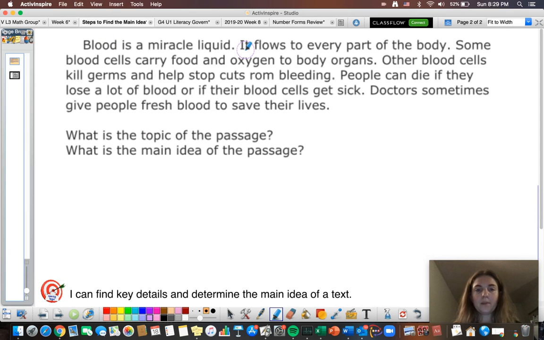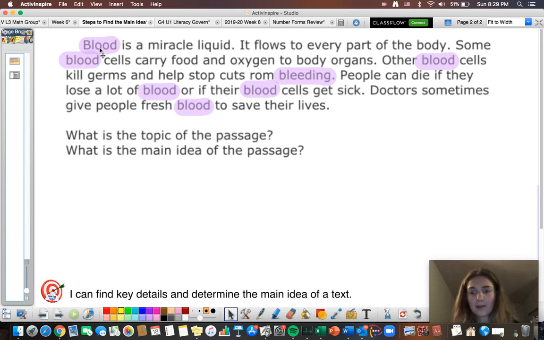Okay, blood is a miracle liquid. It flows to every part of the body. Some blood cells carry food and oxygen to body organs. Other blood cells kill germs. Okay, I'm seeing a lot of blood. I'm going to go ahead and highlight every time it talks about blood. Blood cells, bleeding, that works too. People can die if they lose a lot of blood or if their blood cells get sick. Doctors sometimes give people fresh blood to save their lives.